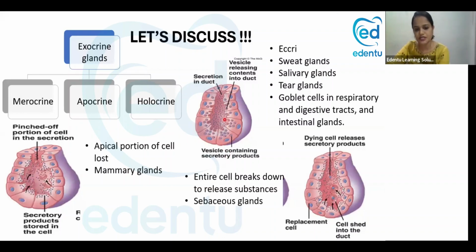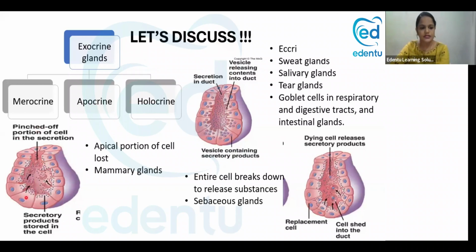Okay, such types of secretions are called merocrine secretions, and they are most commonly seen in the sweat glands, salivary glands, tear glands, and in the goblet cells. This type of secretion is most commonly seen. Okay, now coming to the next one, that is the apocrine.